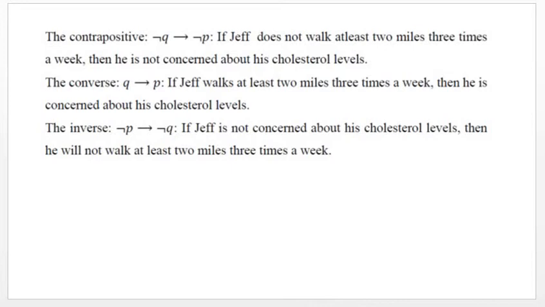That is, if Jeff walks at least 2 miles 3 times a week, then he is concerned about his cholesterol levels. The inverse is negation P implies negation Q. That is, if Jeff is not concerned about his cholesterol levels, then he will not walk at least 2 miles 3 times a week.